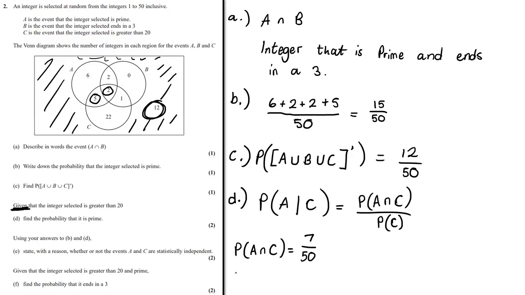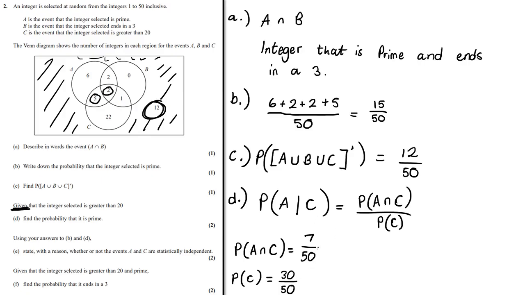And for the probability of C, well, in that case, this is going to be quite straightforward. That's just everything within the circle of C. Okay, so 5, 2, 1, and 22. So 27, 29, 30. So that's 30 over 50. Okay, so just about got enough room there.